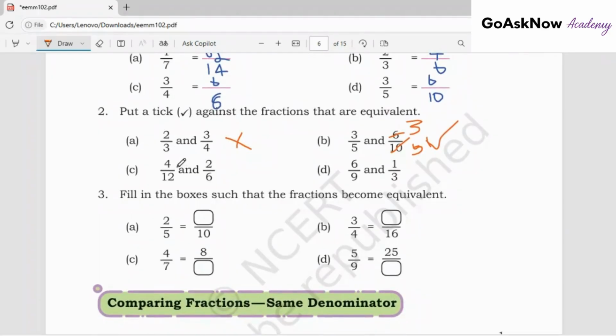Okay, after this, 4 by 12 and 2 by 6, while cancelling this will be 2 and 12 is 6. This is also an equivalent fraction. This will obtain 2, this will obtain 6. And this one, 6 by 9 and 1 by 3, here 2 by 3 only it will arrive. This is wrong one. Only part B and C are correct.